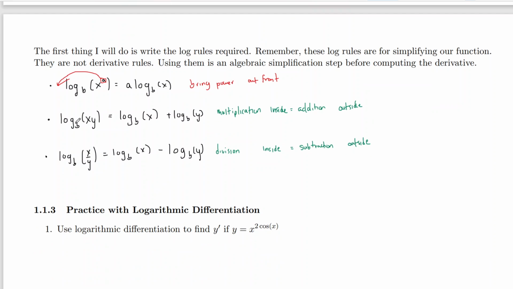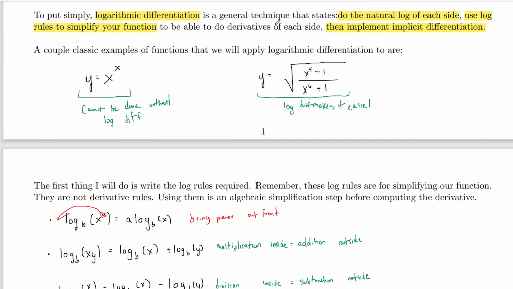Now the multiplication, if you're multiplying inside a log, that becomes addition outside, and this will help get rid of product rules because we'll go from something that's being multiplied to something that's being added. And then lastly, divisions. Divisions require the quotient rule, but if you're dividing inside a log, you can make it subtraction outside. And in this case, it's getting rid of the quotient rule. We would just do the derivative of each part. But once again, the general idea is do the natural log of each side, use log rules to simplify, then do implicit differentiation.